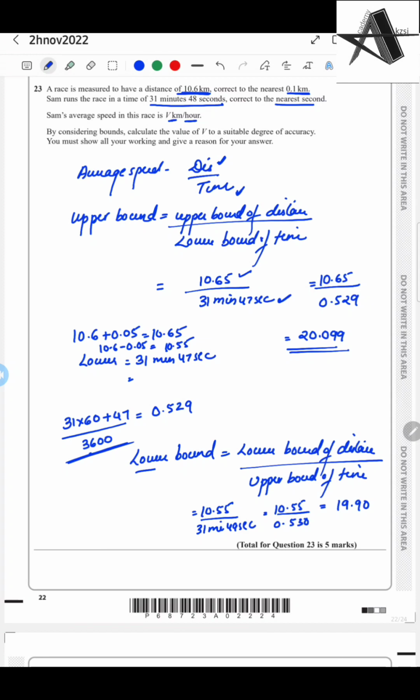So you have to find the suitable value. That means now we need to combine the upper bound and lower bound. Upper bound comes out to be 20.099. Lower bound comes out to be 19.90. That means clearly up to two significant figures, the answer is 20 kilometers per hour. Answer is 20.